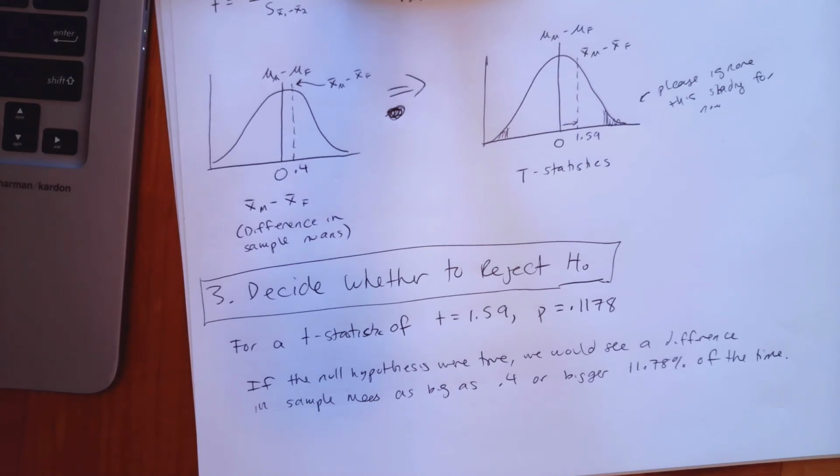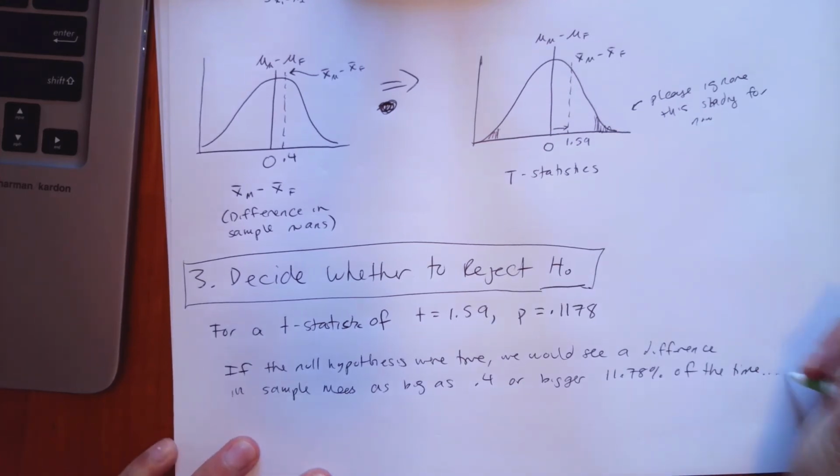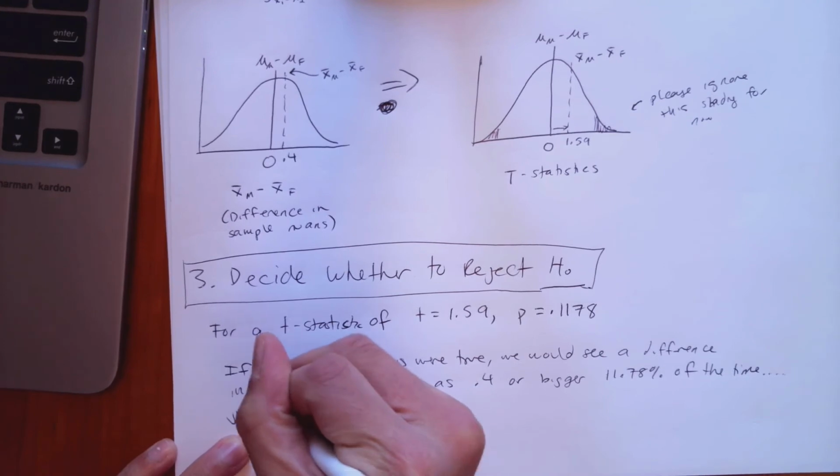And again, thinking about our specific example, we'd be saying that if male and female police officers really did use exactly the same amount of force in the population, we would see a difference in sample means as big as 0.4 or bigger 11.78% of the time, just by chance.